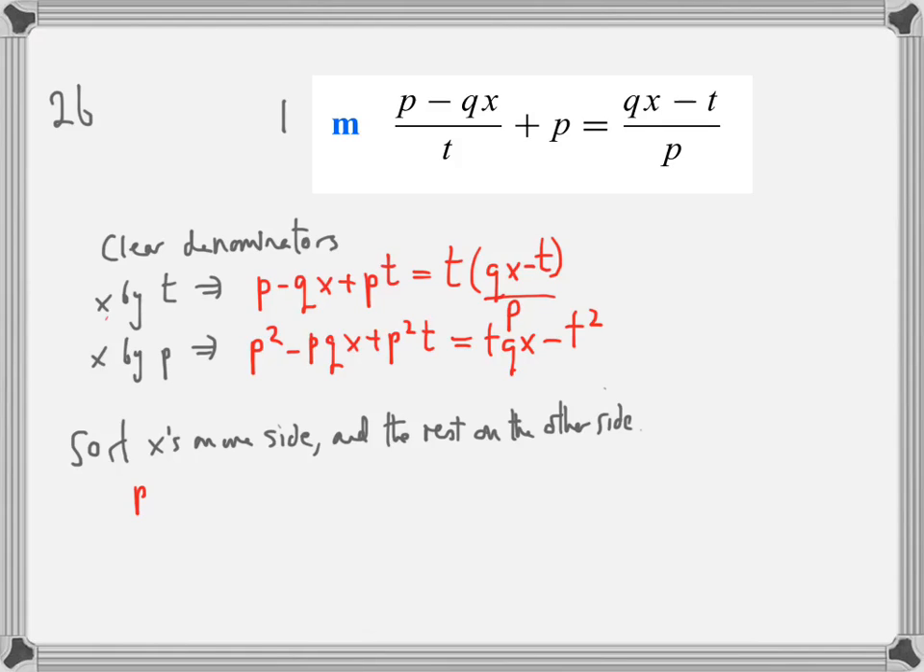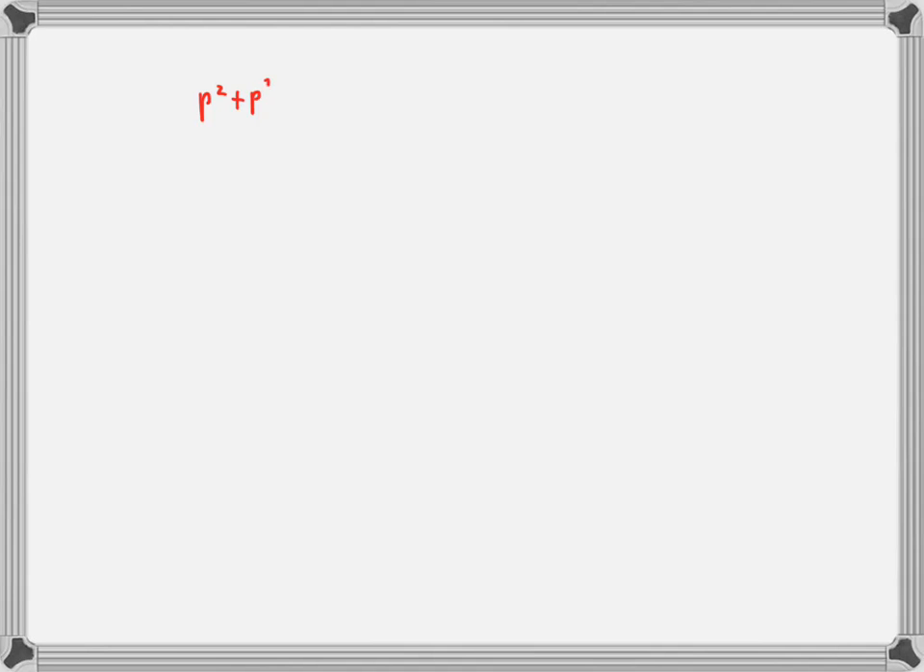So what we want on the left is things which don't have an x. So we've got p squared plus p squared t, and we'll take over the t squared from the right to the left. What we're now going to have on the right is just the things that involve x. So we've got a tqx, that was there before, and we'll add the pqx. So now we've got all the things involving x on the right side and all the things not involving x on the left side. Let's just put that again exactly where we were.